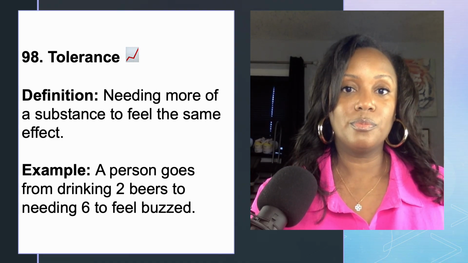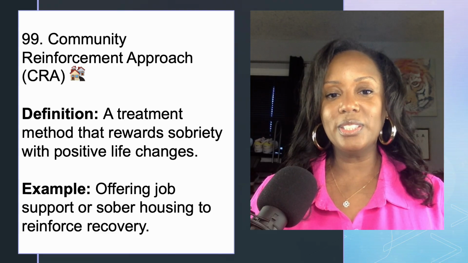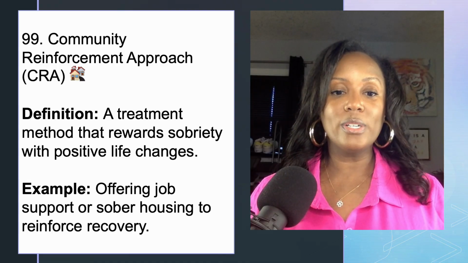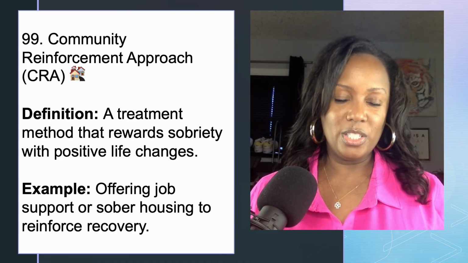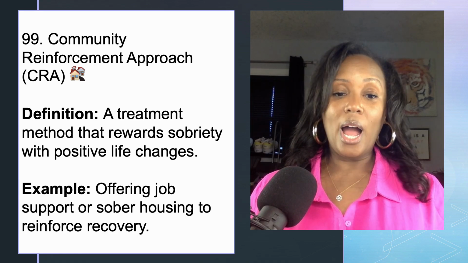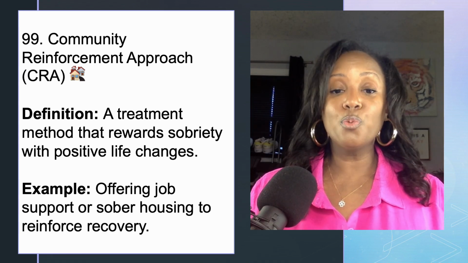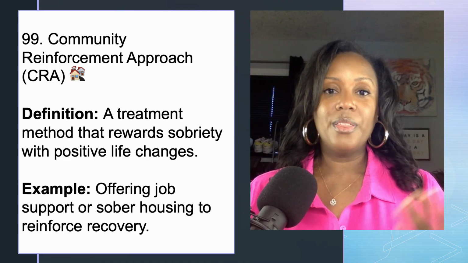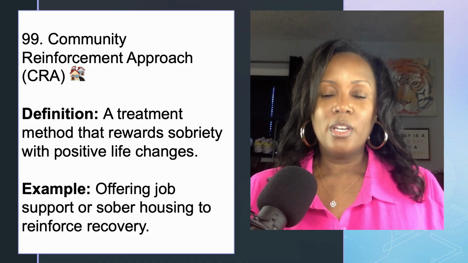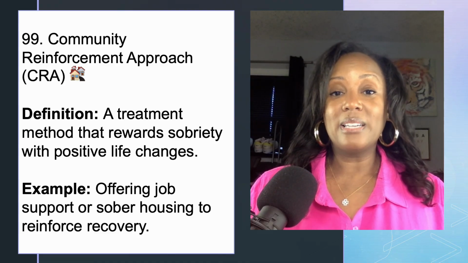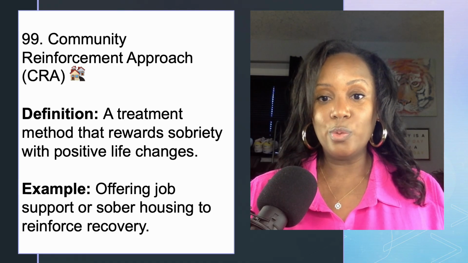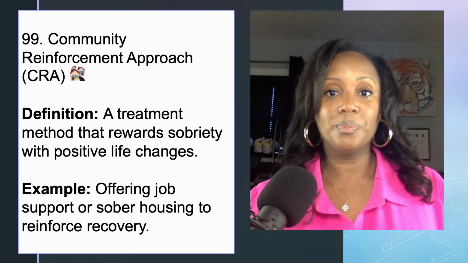Term 99 is community reinforcement approach. This is a treatment method that rewards sobriety with positive life changes. An example of a community reinforcement approach is offering a job or sober housing to reinforce recovery. This approach involves more than just saying not to use. We are building a life that makes not using the better option. The client has better options so they can easily choose recovery.